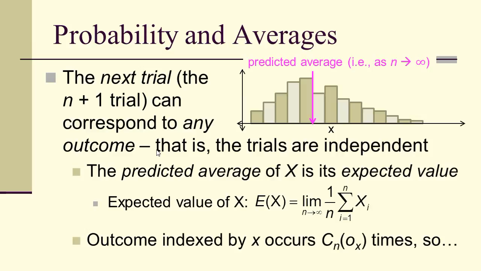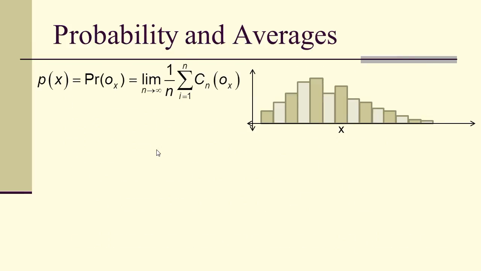So the expected value of capital X is E of the quantity capital X, which is the limit as n goes to infinity of the average of the x sub i's. Now notice that the outcome indexed by lowercase x occurs C sub n of O sub x times, so let's rewrite the expected value.